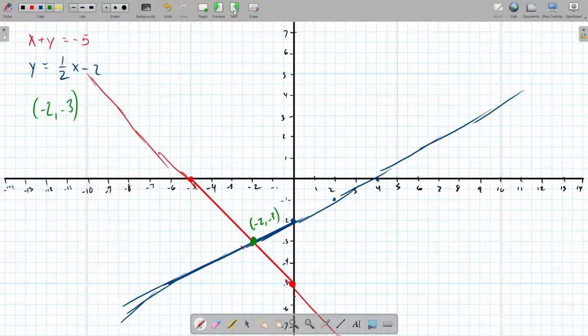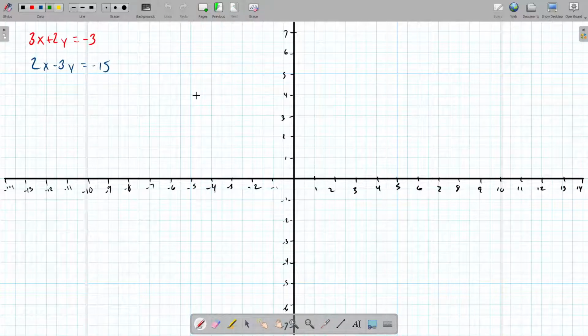And we have one final example to look at. We have two equations now written in standard form. So we have a couple things that we can do. We can definitely graph these in standard form. Right? We can look at when y is equal to 0. We're going to have 3x is equal to -3. We'll do some side work. And we get x is equal to -1.